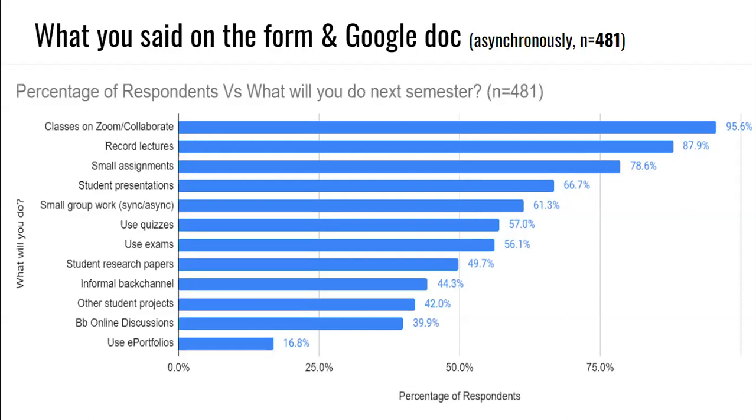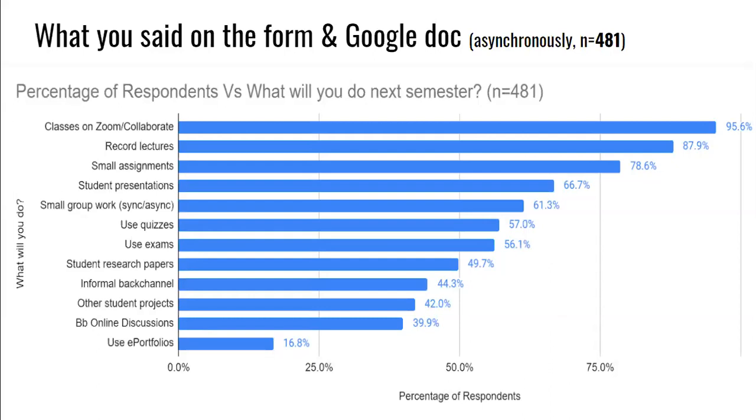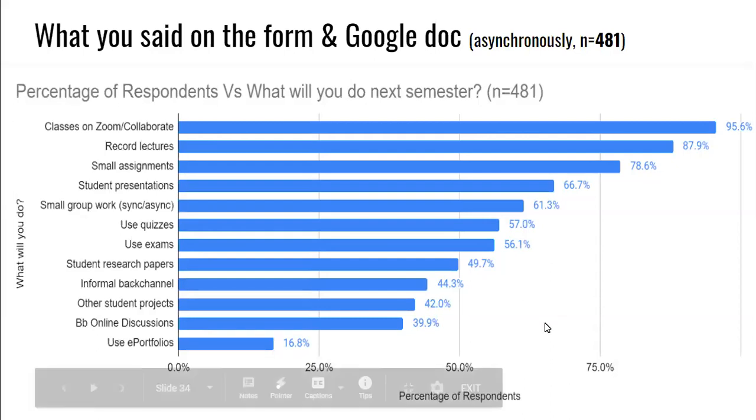Quizzes and exams are usually synchronous unless you do a take-home exam. Students doing research would normally be asynchronous. And then a place that's like an informal back channel for students to chat and ask quick questions, like a WhatsApp group or a Slack team, those are the semi-synchronous spaces I was talking about. And then online discussions on the learning management system, which could be Blackboard or Moodle or whatever you use, are usually asynchronous, where people can take their time.